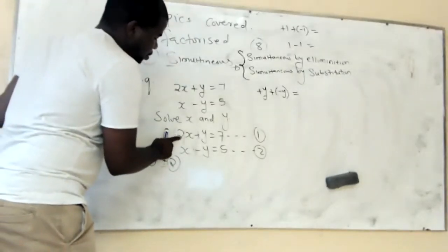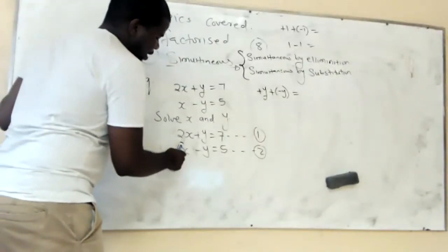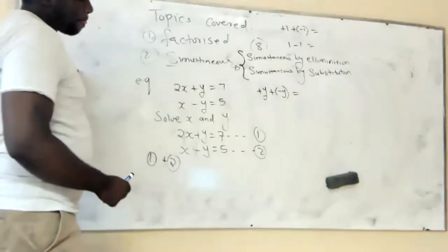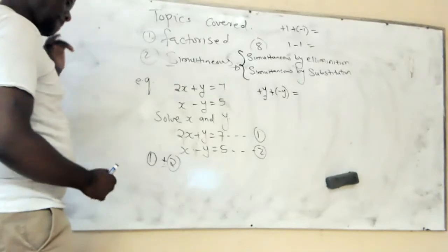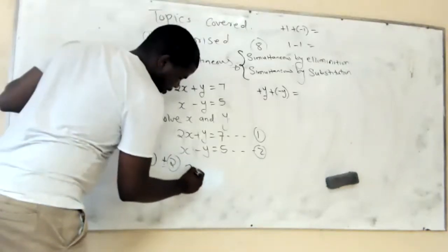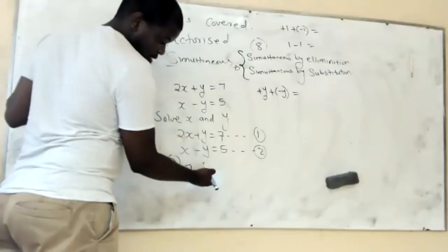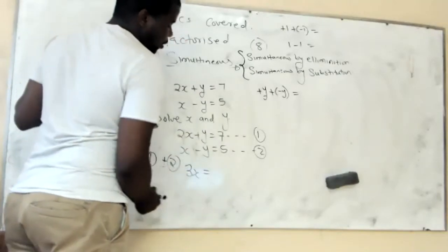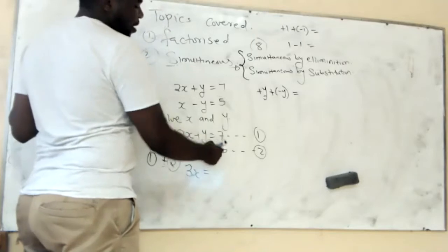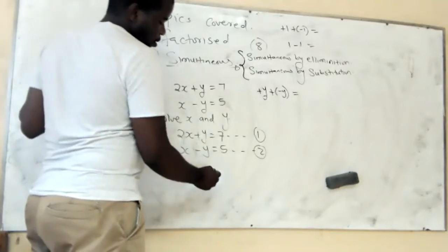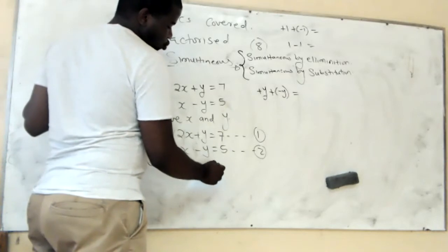So in this case, you're going to say 2x plus x. What is 2x plus x? It's 3x, definitely. With y, you already told me the answer. y minus y is 0, it's like nothing. And then on the other side, 7 plus 5 gives you the answer of what? It's 12, right?